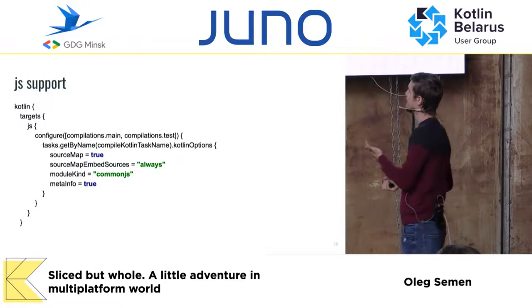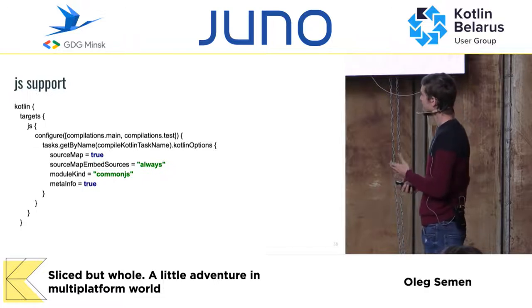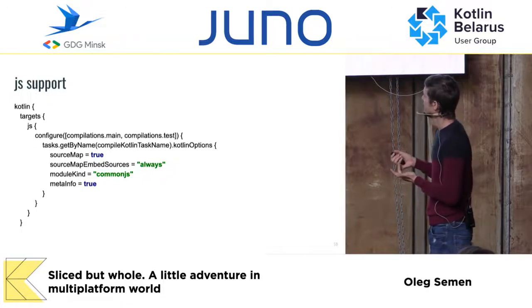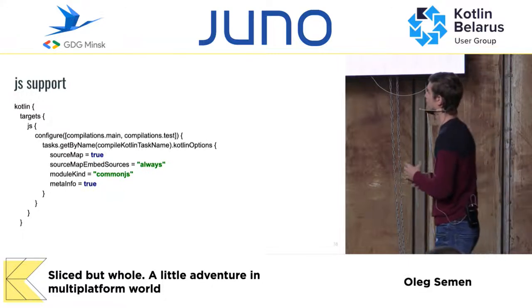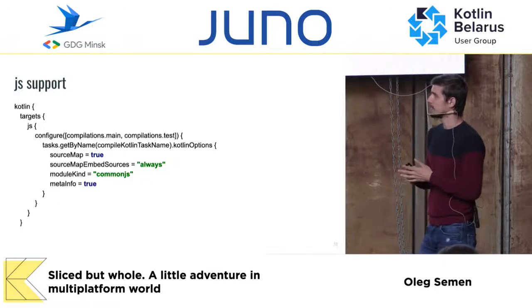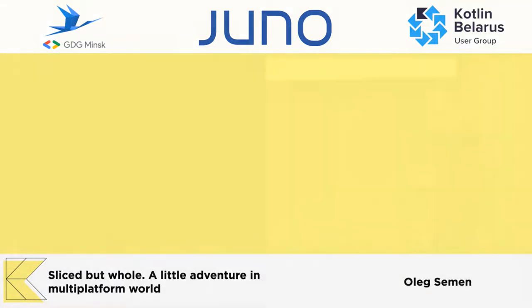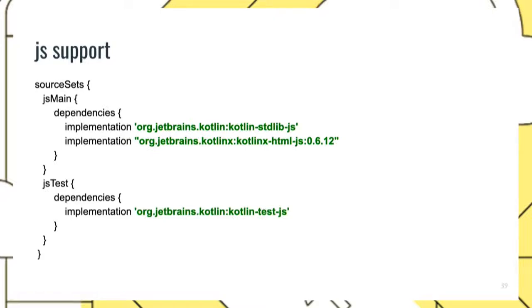So let's add our target JS. It is predefined. So here you can specify some parameters, like that you would like to provide some source mapping, from JavaScript to Kotlin code, in order to figure out what's going on there. And for source sets, here you can see dependencies on standard library for JS and Kotlin extensions for HTML.